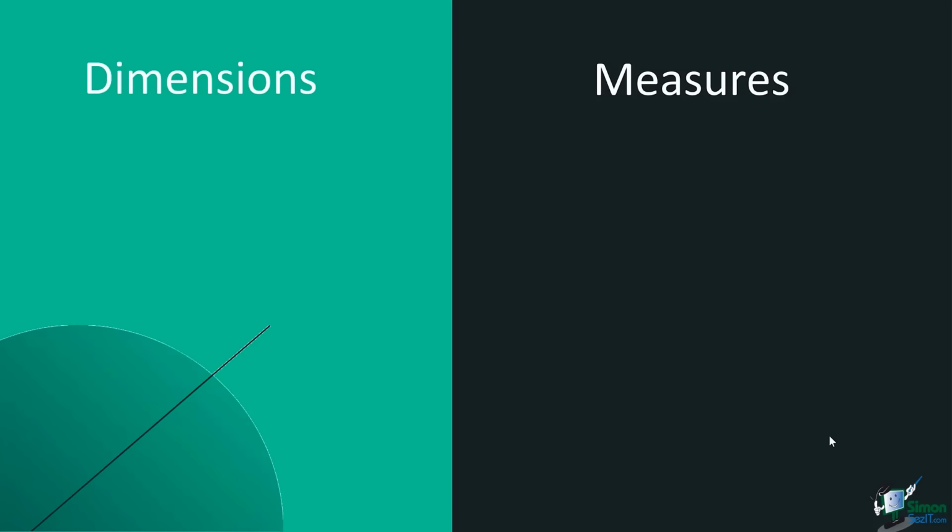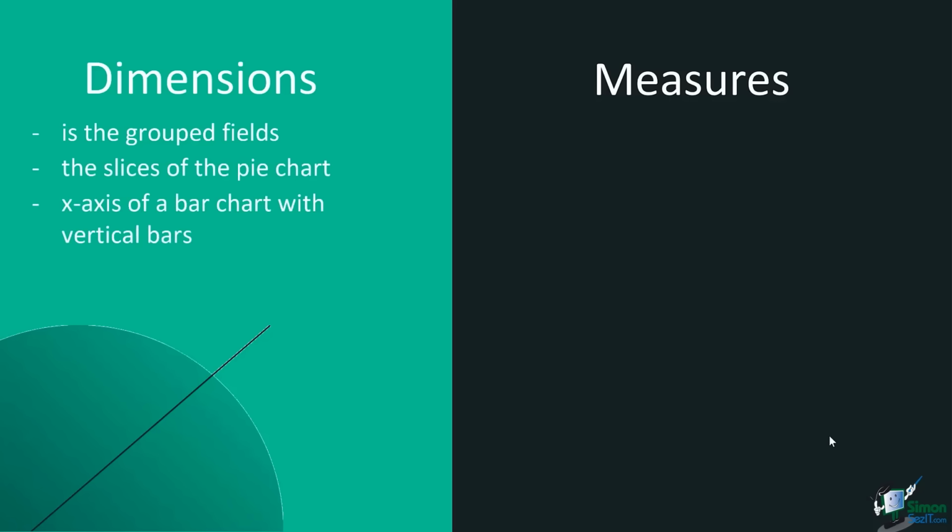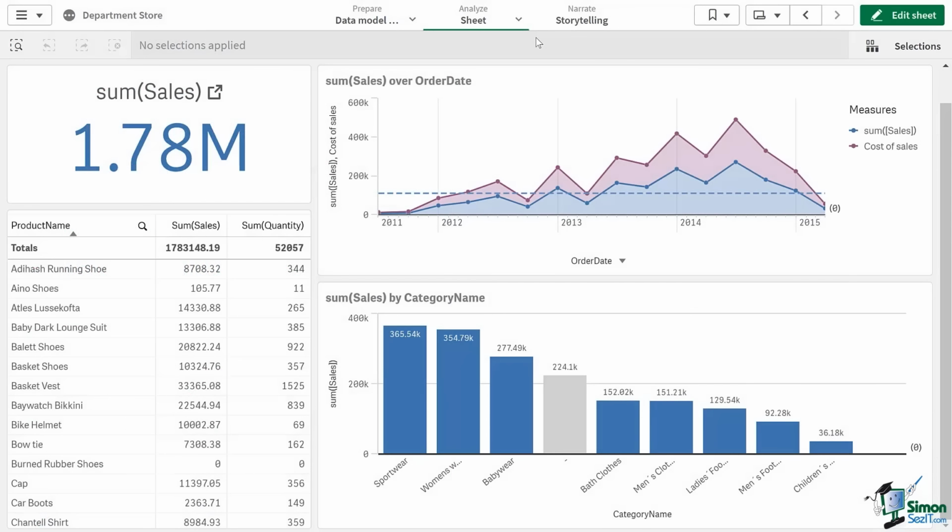Let's look at how dimensions and measures differ. Dimensions determine how the data in a visualization is grouped. They can also be used to define the level of detail to perform an aggregation on. You typically find a dimension as the slices in a pie chart or on the x-axis of a bar chart with vertical bars. For example, total sales per country or number of products per supplier. Dimensions display the distinct values from the field selected as a dimension. Qualitative fields are usually the ones used as dimensions. Dimensions are descriptive and categorical, but sometimes numeric fields can be used as dimensions.